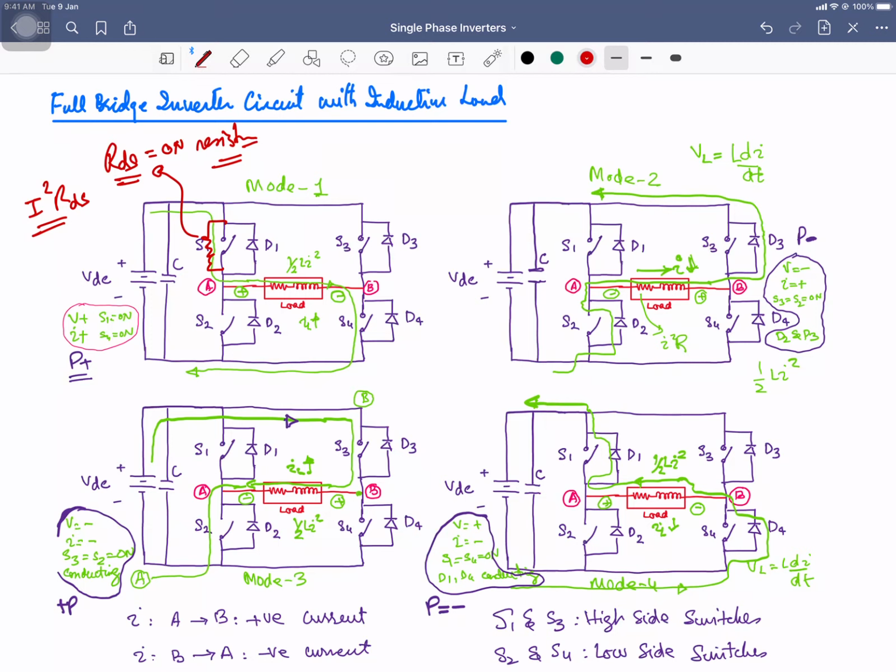So you will have to use two switches over here to complete the path of the current, and that path is this one as shown over here. So this is the path of the current in the first mode of operation.